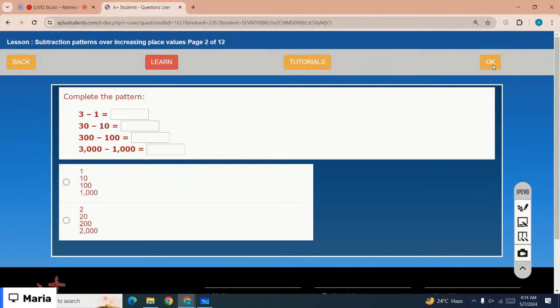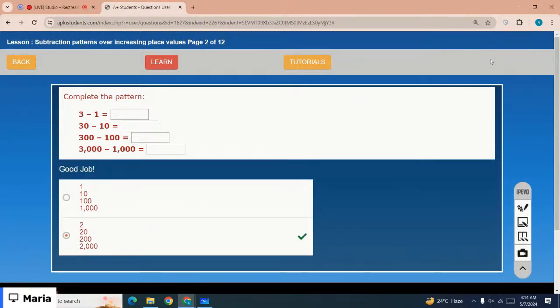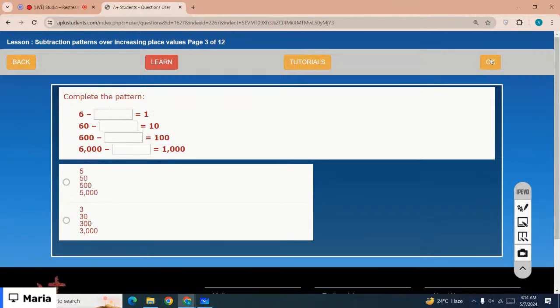The correct option is, yes, that's the second one. 3 take away 1 is 2. 30 take away 10 is 20. 200 and 2,000. Option number 2 is the correct option. Got it. Okay, complete the pattern. Which is the correct option?